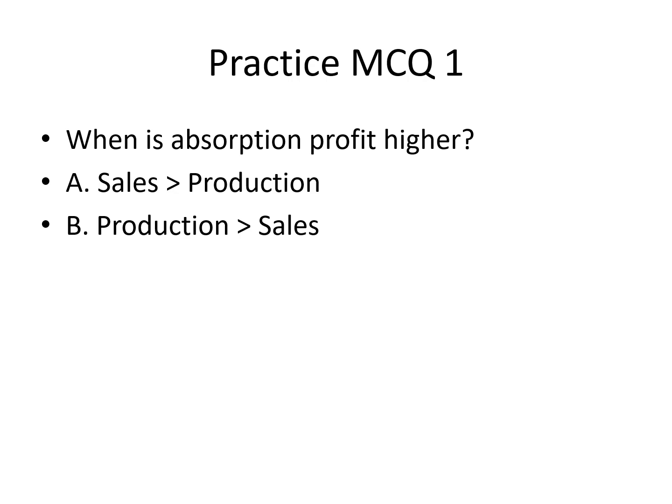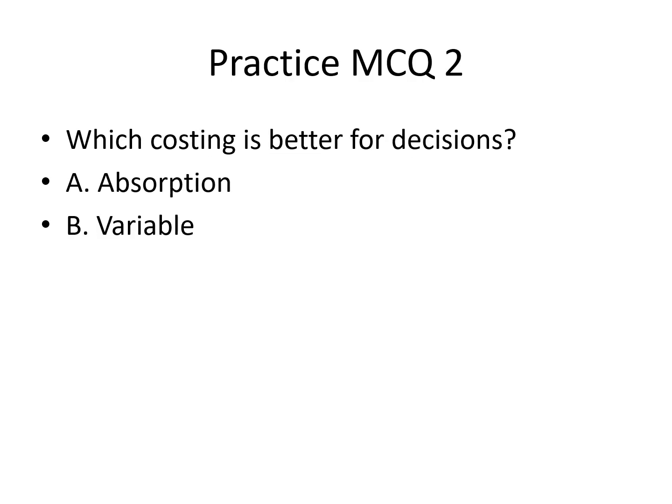Now we're going to go over a few basic MCQs. The first one is, when is absorption profit higher? It is higher when production is more than sales. When we produce more, then the profit will be higher because it is impacted by fixed overhead treatment. Next is, which costing is better for the season? It's always variable. It's better for the season because there's an incentive problem with the number of units produced.